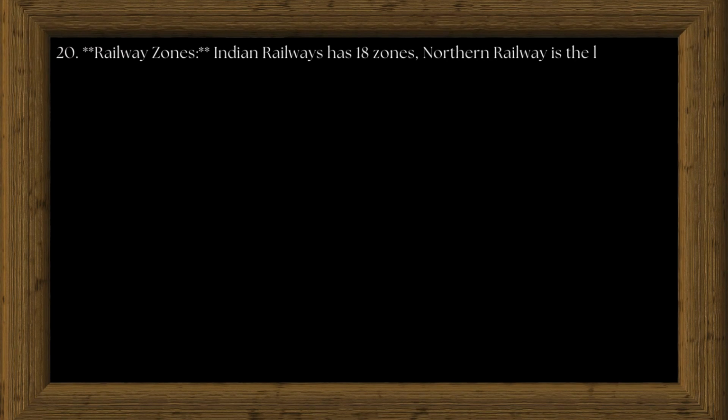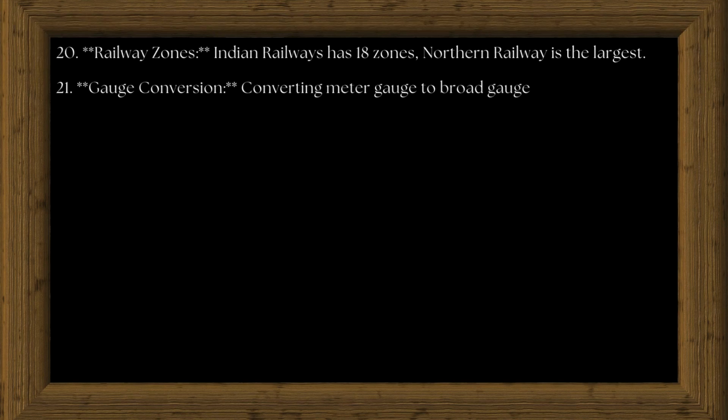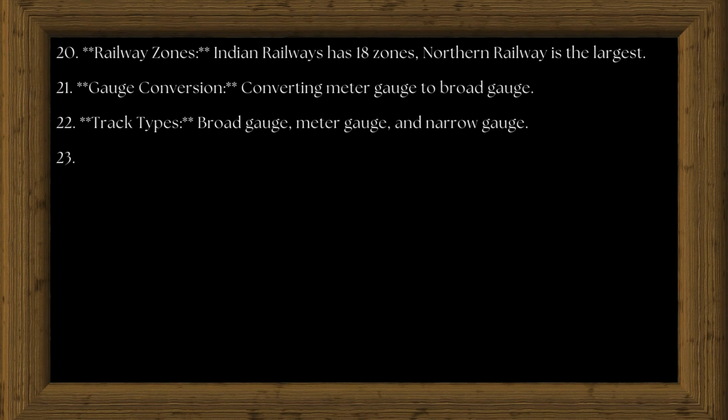Northern Railway is the largest. Gauge conversion: converting meter gauge to broad gauge. Track types: broad gauge, meter gauge and narrow gauge. High speed rail: Vande Bharat Express is a semi-high speed rail in India.